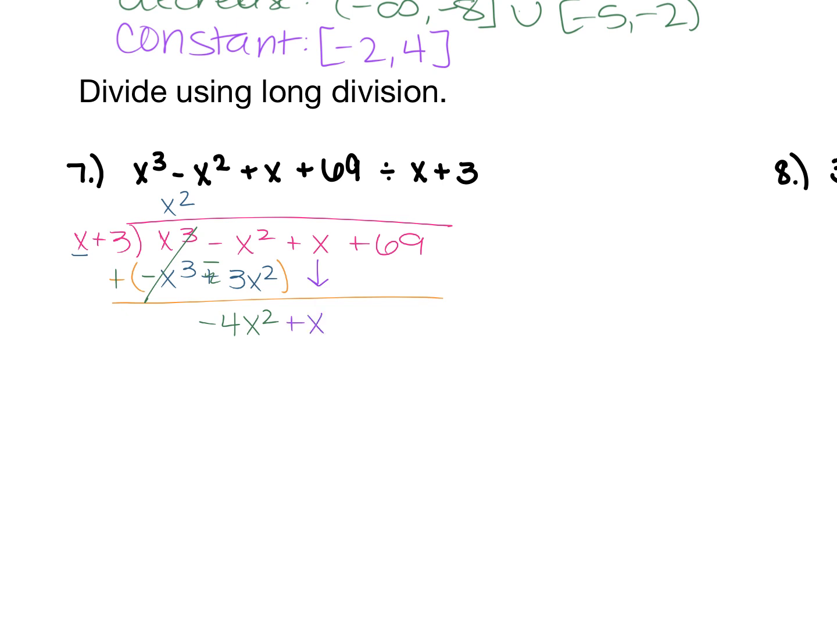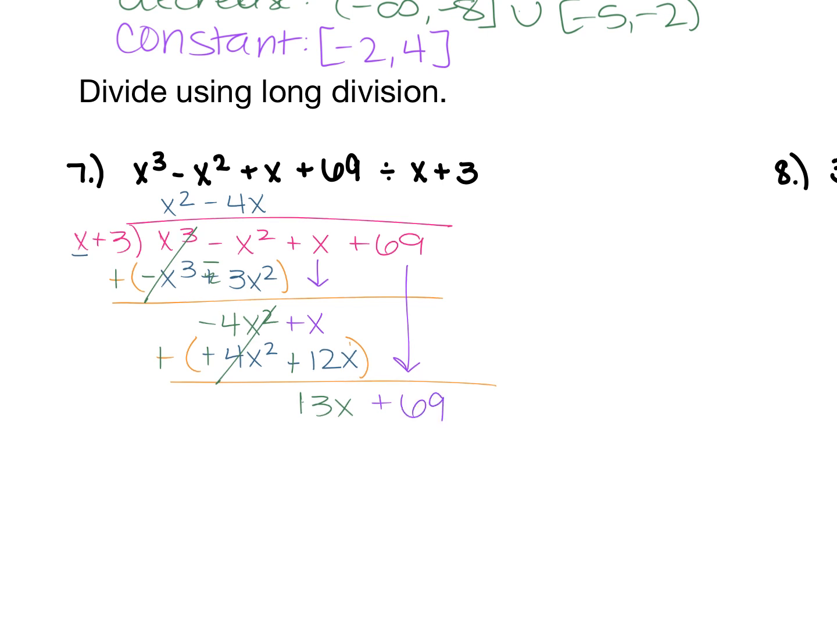On the outside, you have the x. So x times what is negative 4x squared? That's negative 4x. So we multiply that negative 4x by the x and the 3. We get negative 4x squared minus 12x. Subtract these. Distribute your negative. Change the sign on everything. We're going to be left with 13x. We bring down that next term, which is that 69. So that's 13x plus 69.